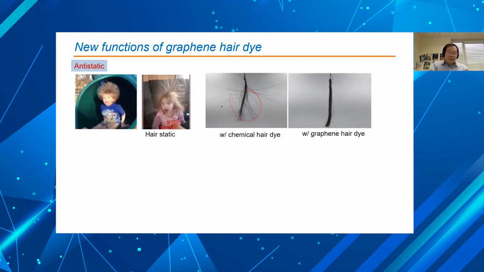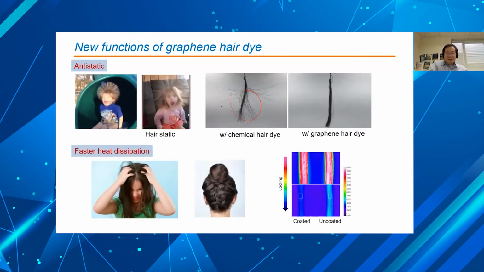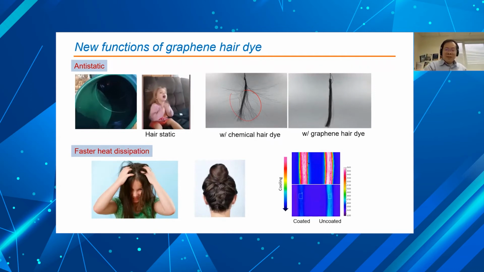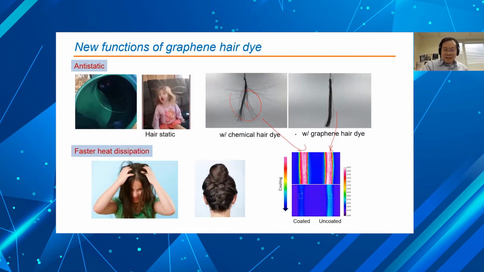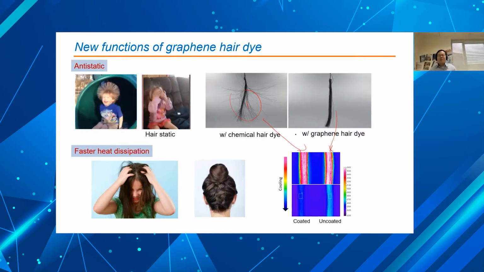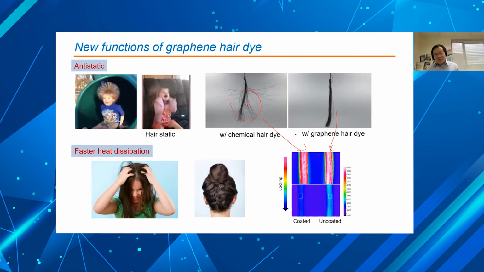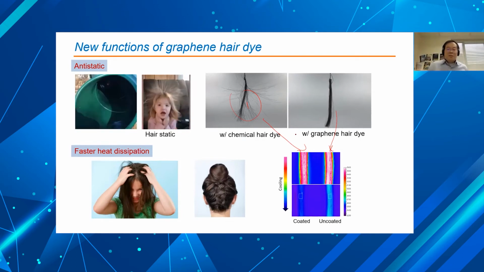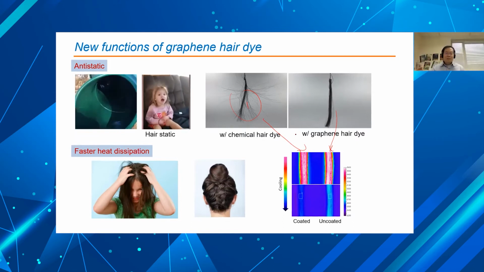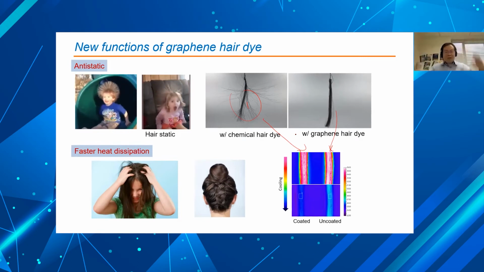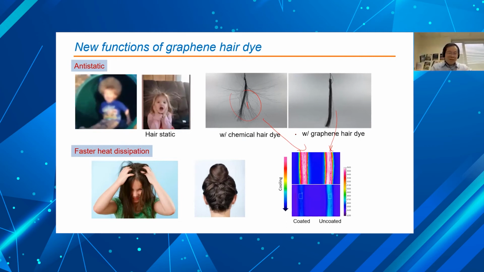Now, the other one is a little bit subtle, but graphene is also a pretty good heat conductor. So if you heat up the chemically dyed hair and also the graphene-dyed hair, you do notice that the graphene coating helps the hair heat up and cool down more rapidly. So this should be more useful in terms of heat dissipation. Usually for heat dissipation, people would try to improve the air circulation or maybe just bundle hair up to avoid heat accumulation. So these are pretty fun.